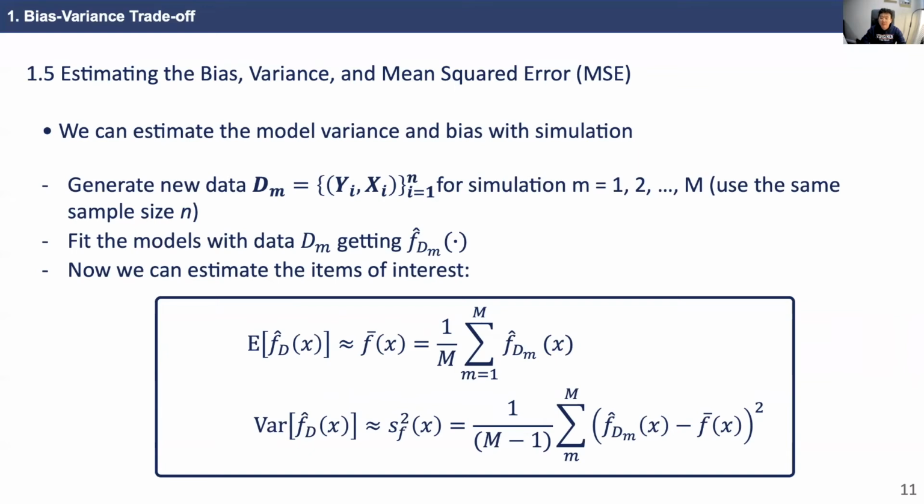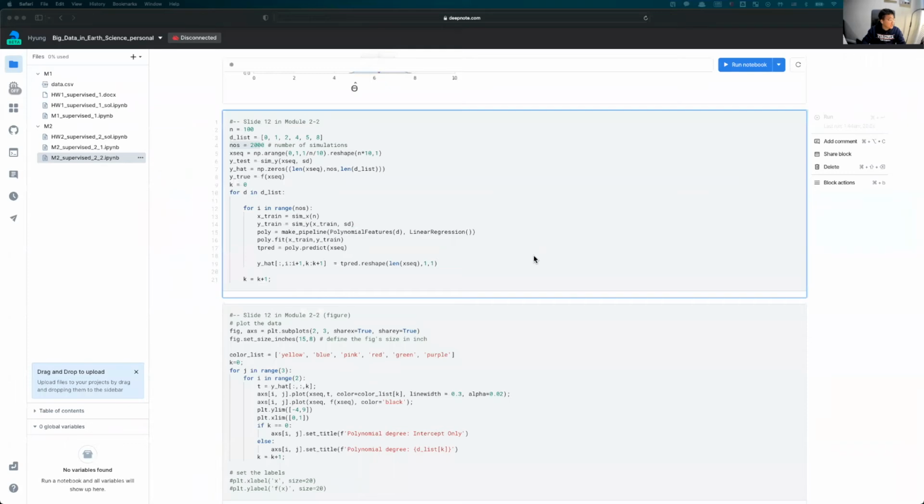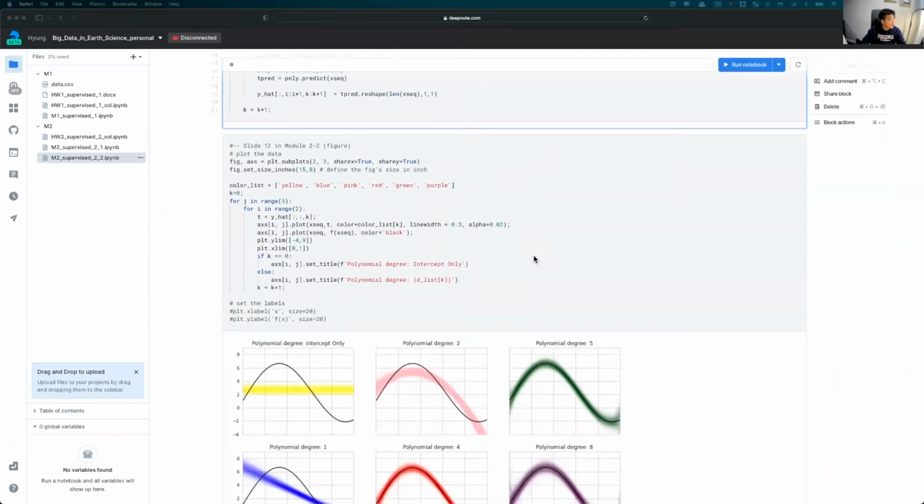First, generate new data for each of M simulations, and fit the models with the data D_m to get the f hat from this simulated training data. And now we can estimate the items of interest with these two equations. So I made 6 figures to help you understand what I have been saying. I ran 2,000 simulations to generate the lines, so we have 2,000 lines for each figure. Let's check how I did this in DeepNote.